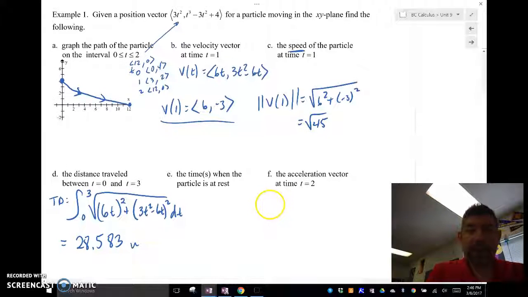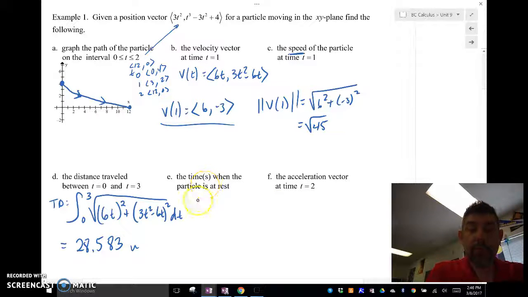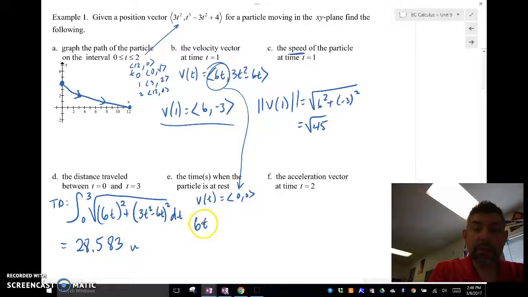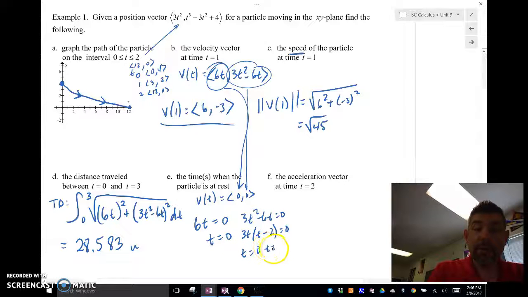At the time when the particle is at rest. Now we know the particle is at rest when v sub t is equal to 0, comma 0, right? So all we have to really do is take this one right here, 6t, set equal to 0. So 6t equals 0, so t equals 0. Now we are going to want to check the other one as well. So we're going to check this one here, and we're going to set both of them equal to 0. And we're going to factor out the 3t, and we're going to get t equals 0 and t equals 2.